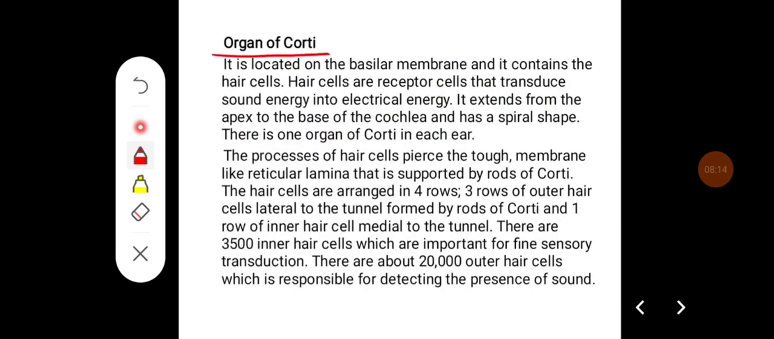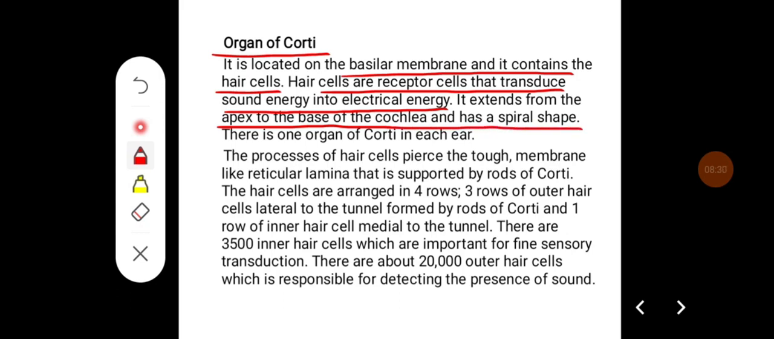The organ of Corti is located on the basilar membrane and contains hair cells. Hair cells are the receptor cells that transduce sound energy into electrical energy. It extends from the base to the apex of the cochlea and has a spiral shape. There is one organ of Corti in each ear. The processes of the hair cells project through the tough membrane-like reticular lamina that is supported by rods of Corti.